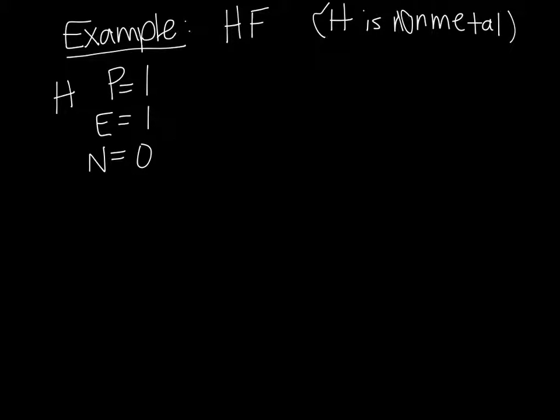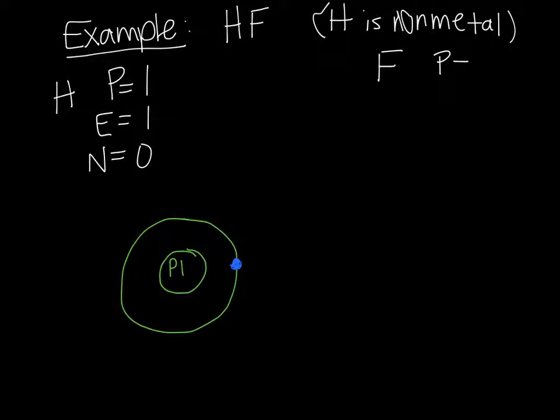So let's draw hydrogen's Bohr model. We have our nucleus, and we have 1 proton in it. And then we have 1 electron in the first ring. Okay, and on the other side, let's draw fluorine. Fluorine has how many protons? 9. How many electrons? 9. And neutrons, we don't really need them, but there are 10.